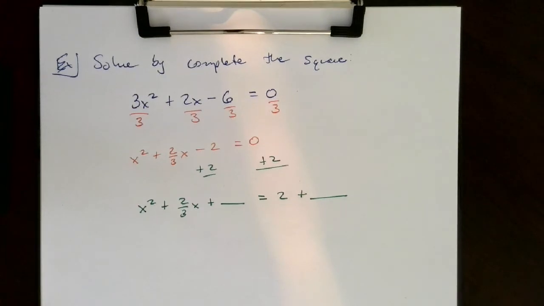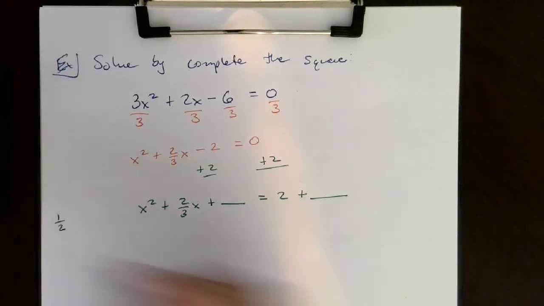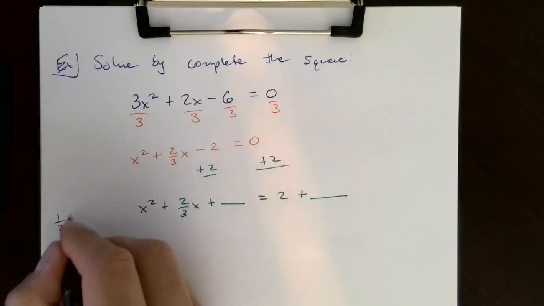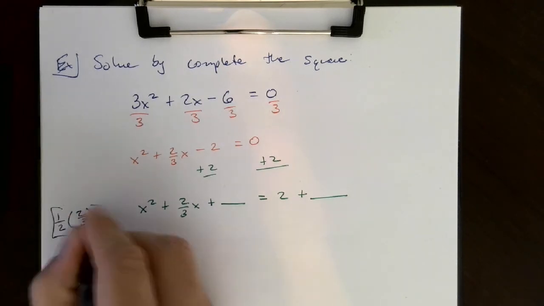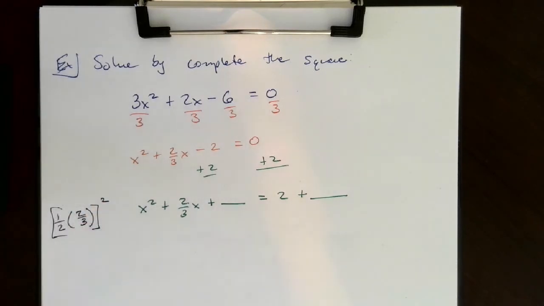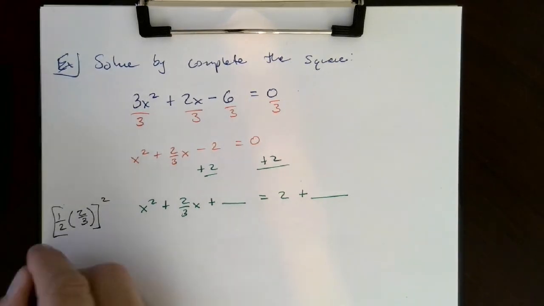Alright, and now we're ready to complete the square. Remember how you complete the square. You want to take 1/2 of the middle coefficient, so 1/2 of 2/3, and we're going to square that, right? That's what we're trying to find, that we're going to add to both sides. So what's 1/2 of 2/3?